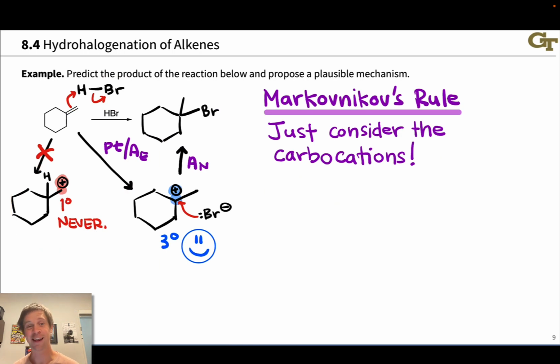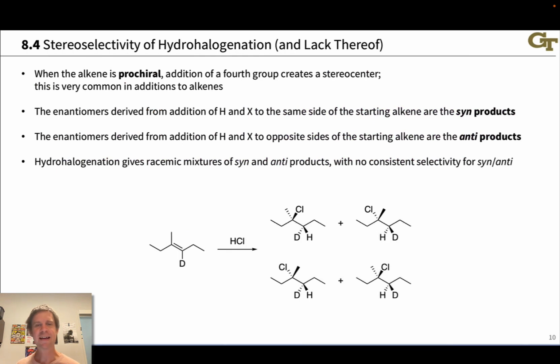In this example, an achiral alkene is converted into an achiral product, but it is very common in these and other addition reactions to alkenes that new stereocenters are created at these carbons that undergo addition. In that case, the alkene is referred to as prochiral. The alkene itself is achiral, but if we were to add a fourth group to one or both of the carbons, we've created a chiral molecule. In that case, the alkene is called prochiral. And this is very common in additions to alkenes, especially with a lot of different substituents involved.